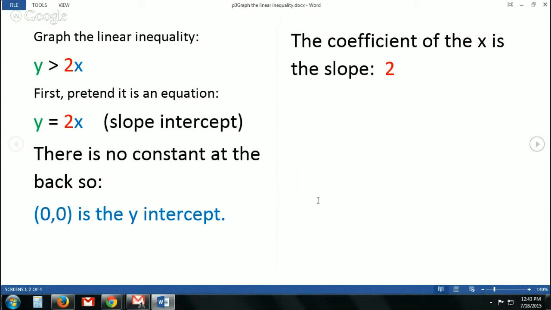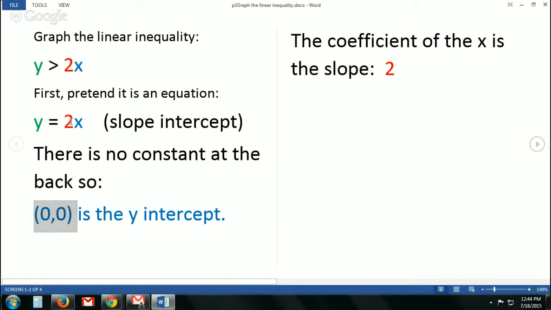Here is one more linear inequality solved for y. Now, just like before, let's pretend first that it is an equation. So let's imagine that it says y is equal to 2x. And this, of course, is in slope-intercept form. Since there is no constant value back at the back, that means the y-intercept will be (0, 0). It's just like we have a plus 0 at the back. So the y-intercept is (0, 0).